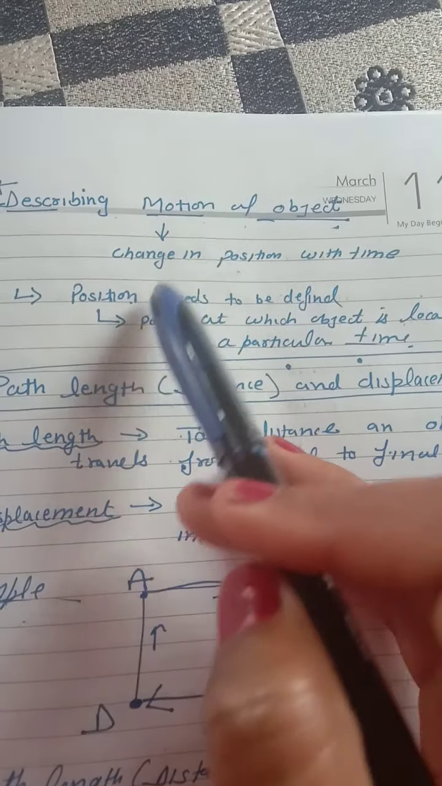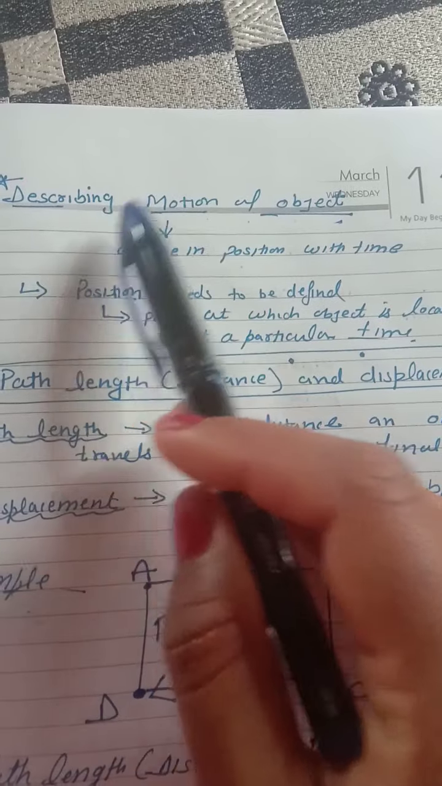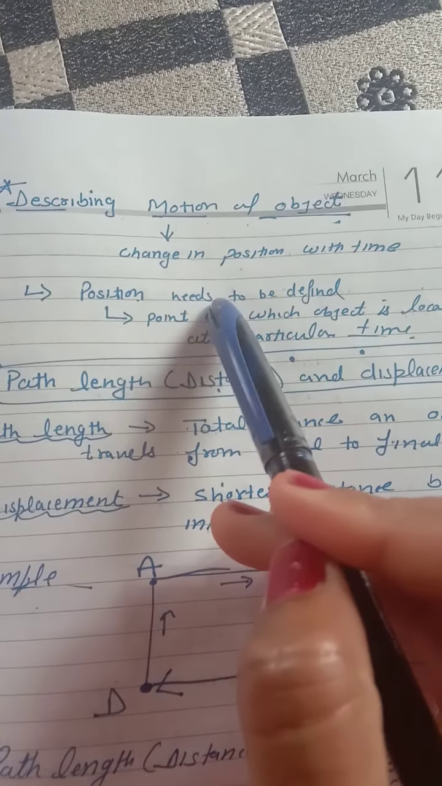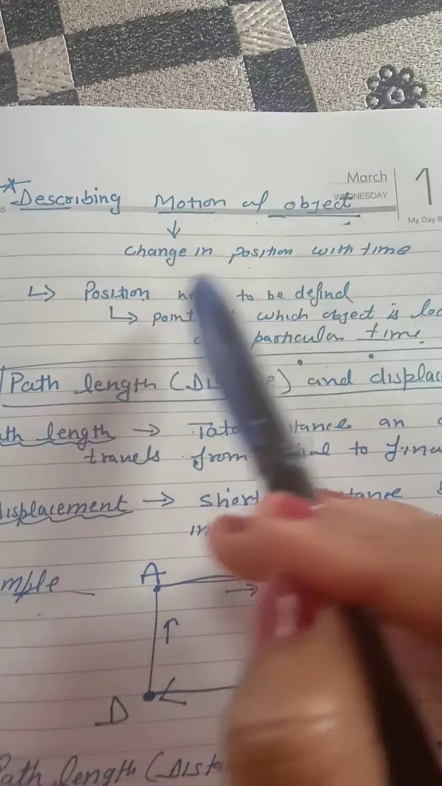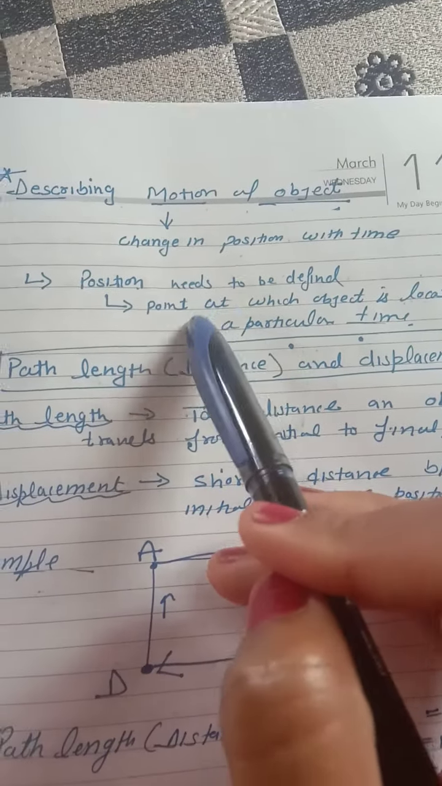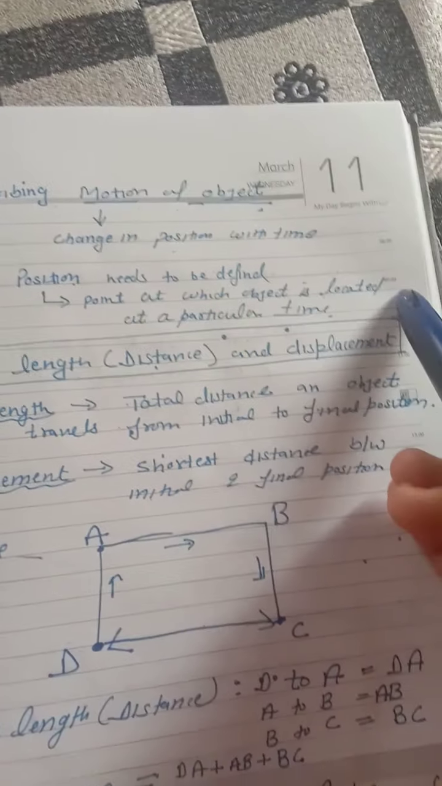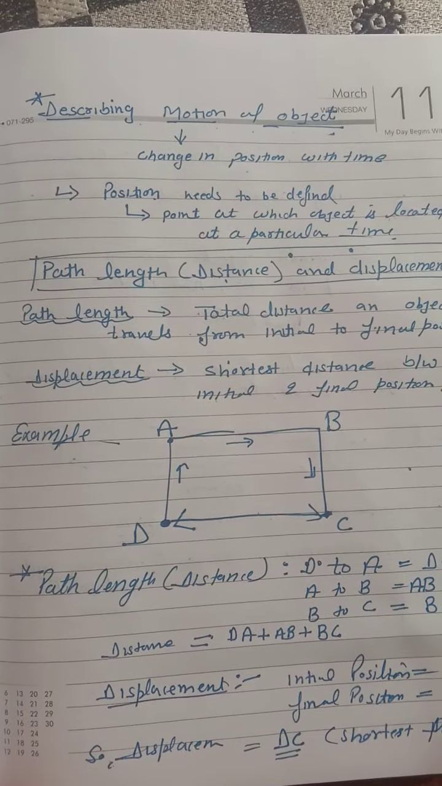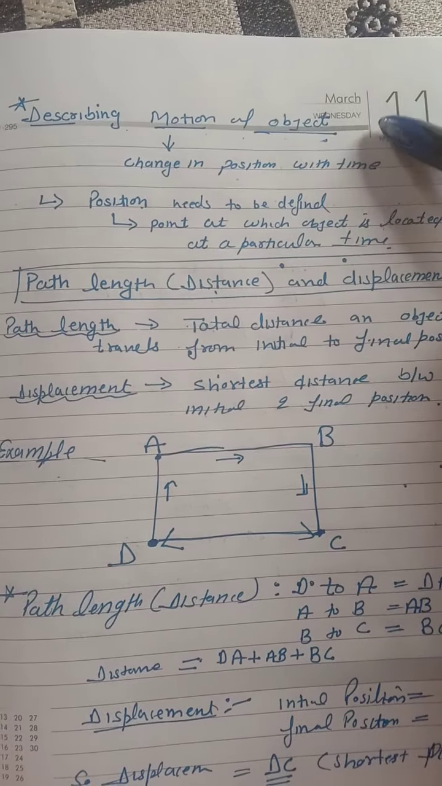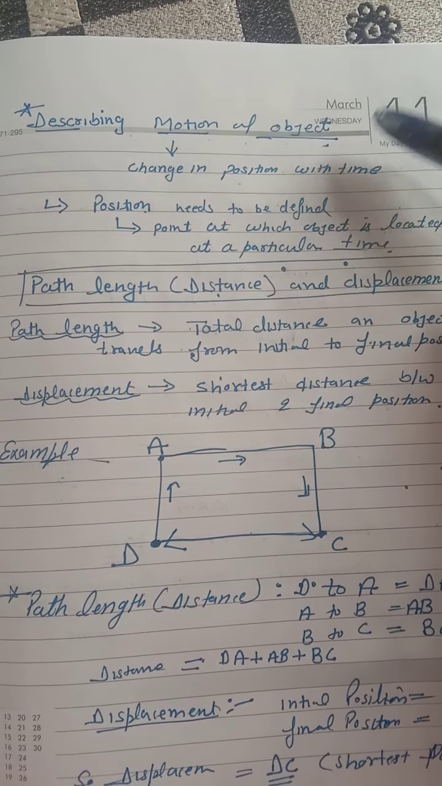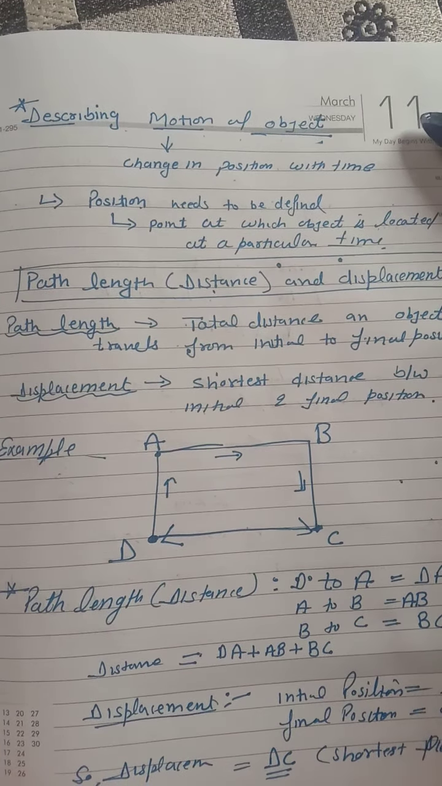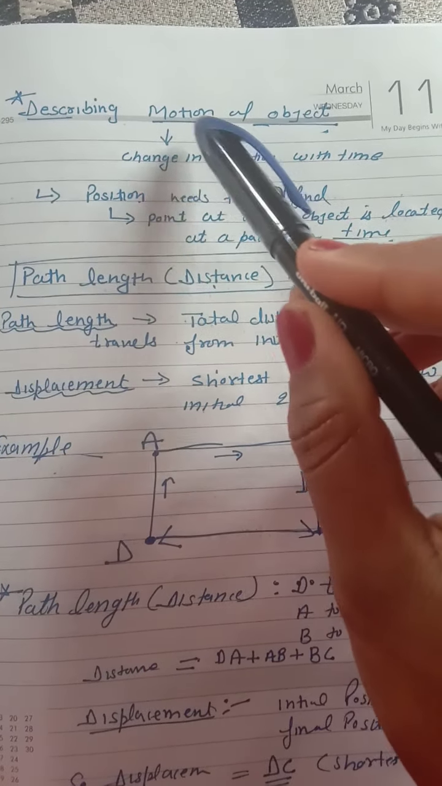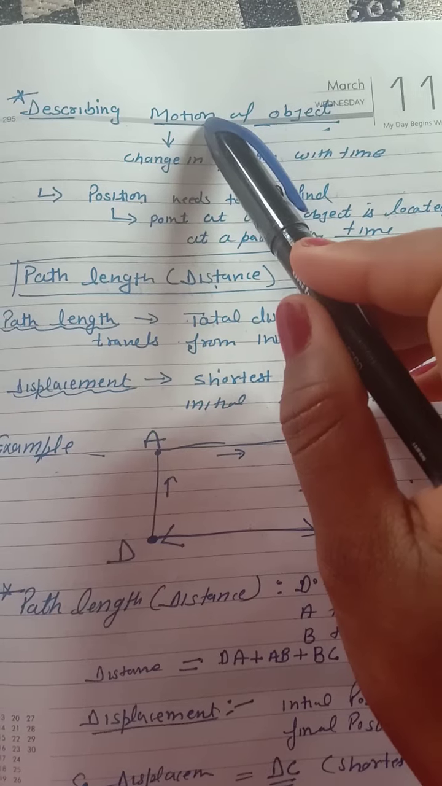Correct? So to describe motion of an object, what do we need to define? Position needs to be defined. We have defined that position is a point at which any object is located at a particular time. They can ask the question: for describing motion, what do you need to define first? The answer is that we need to define position in order to describe motion.